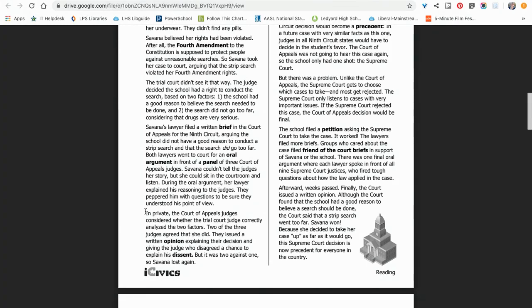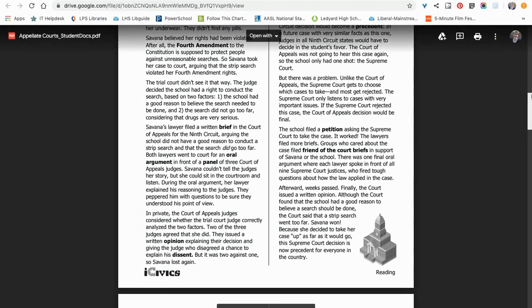In private, the Court of Appeals judges considered whether the trial court judge correctly analyzed the 2 factors. 2 of the 3 judges agreed that she did. They issued a written opinion explaining their decision and giving the judge who disagreed a chance to explain his dissent. But it was 2 against 1, so Savannah lost again.